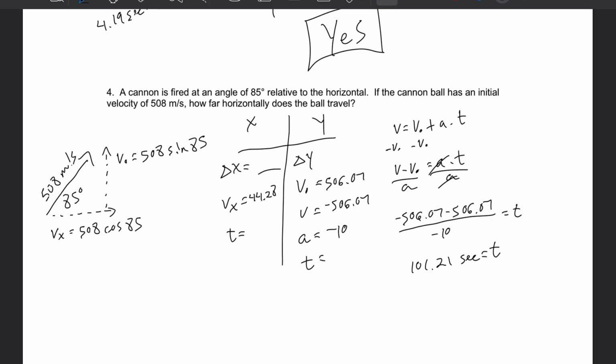Well, if the total time in the air is 101.21 and it's traveling at 44.28, how far horizontally does the ball travel? Delta x is equal to Vx times t. That comes from delta x is equal to v naught t plus 1/2 a t squared. Well, a is 0, so 1/2 a t squared is 0, so you're left with displacement is equal to velocity times time, or 44.28 times 101.21. So delta x would be equal to 4,481.58 meters.